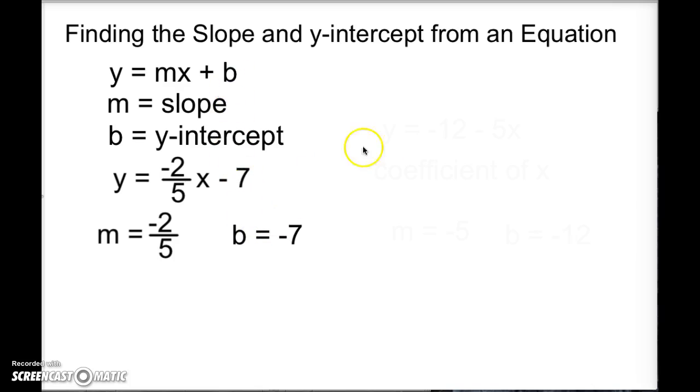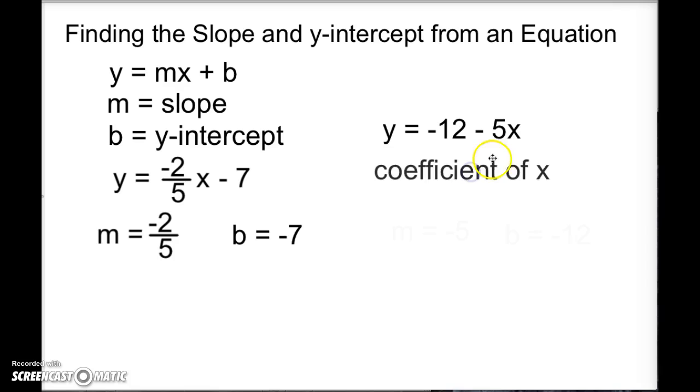It's also not too difficult if the equation looks like this, where I switch this up and make it into y equals b plus mx form. Now in this case, my coefficient of x, or the number in front of x, is still going to be my m, or my slope. So in this problem, my slope is going to be negative 5, because this negative sign there goes with the 5, and my y-intercept is going to be negative 12.